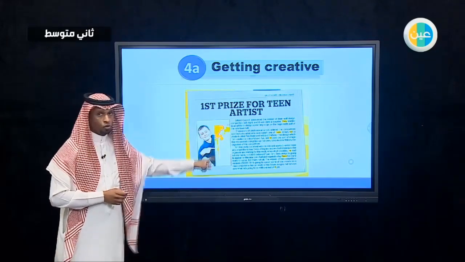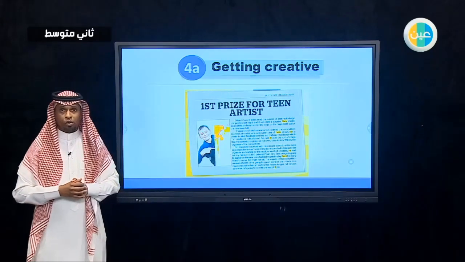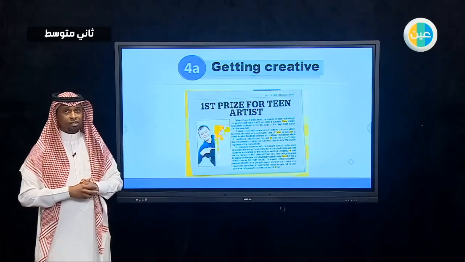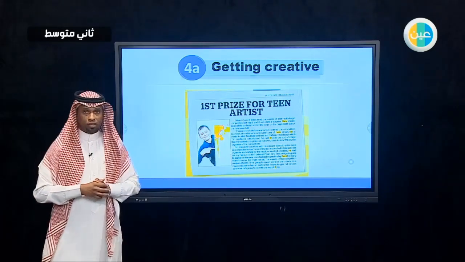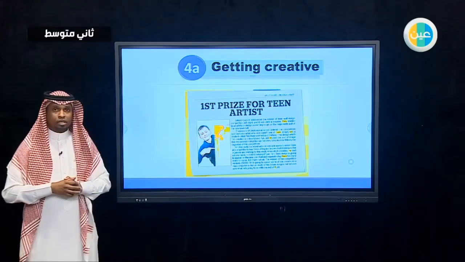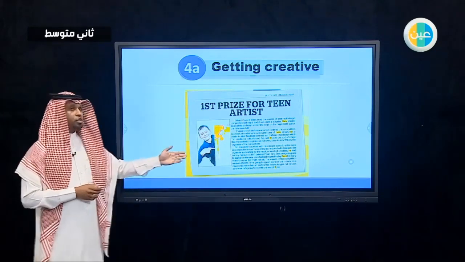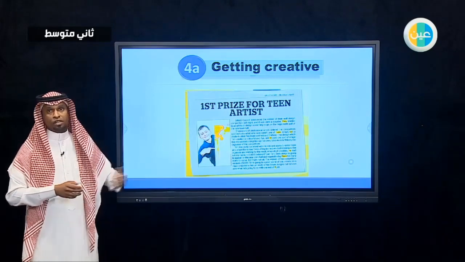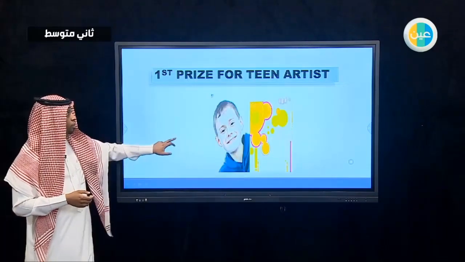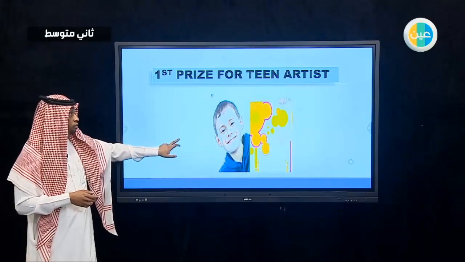You can see this photo. It's talking about a boy. What do you think about the boy? You can find the answer in the headline. Try to read the headline. Good. First prize for teen artists. So this boy is an artist. He's a teen artist. Now let's move to the next one here, which is about the article. First prize for teen artists.